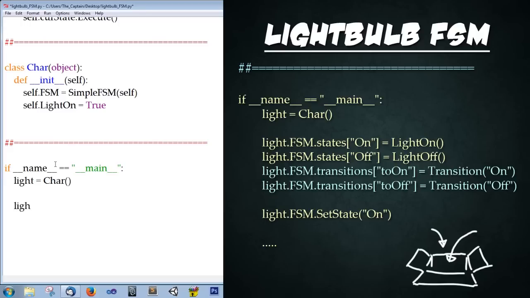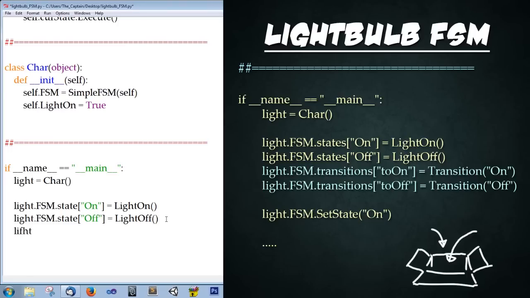Next we're going to go light.fsm.states, and we're going to call one state "on" in a string. Set that state equal to the state that we created way up above. So type LightOn, open close parentheses. So what we did here is we created an instance of the LightOn state that we declared up above, and then we stored it within that state dictionary inside the finite state machine. Let's go ahead and copy and paste this down below and create the off state, and just replace that n with two f's.